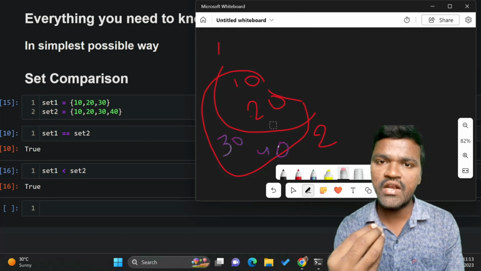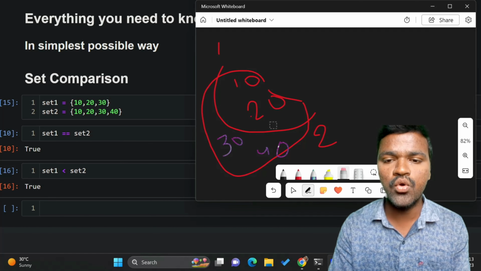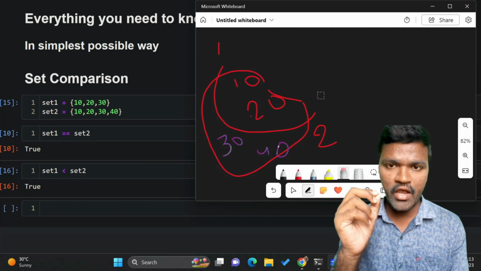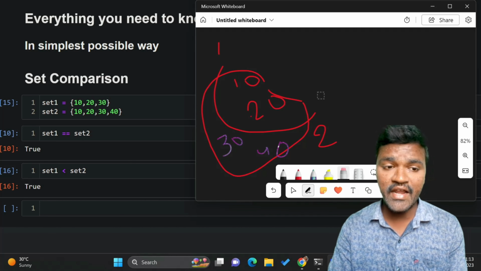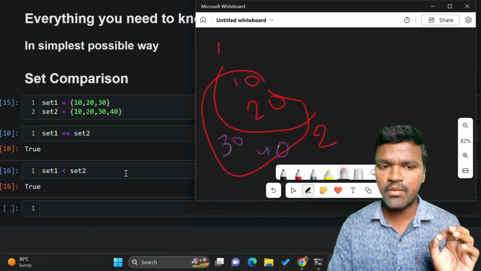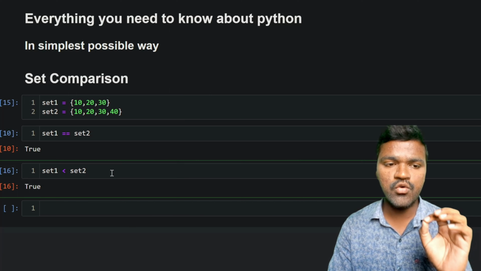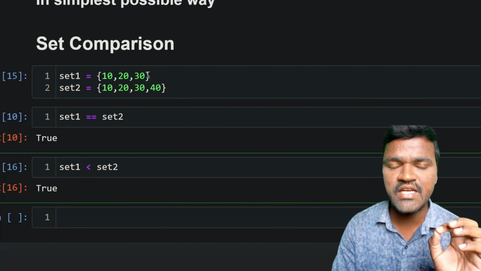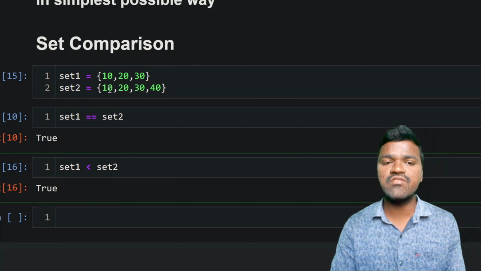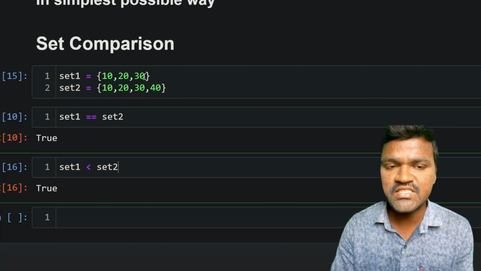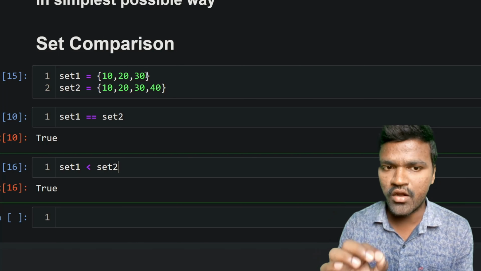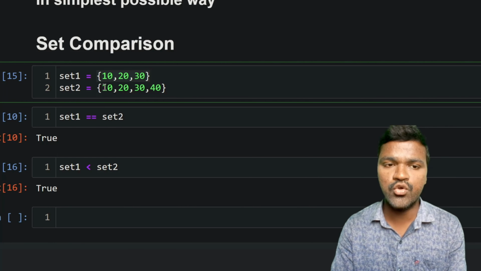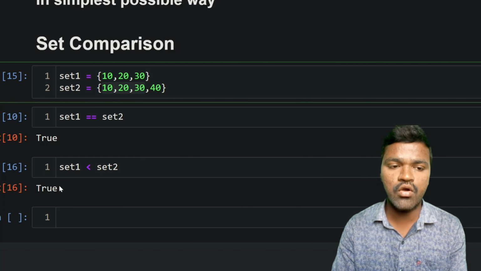We can consider set 1 as a subset of set 2, and set 2 as a superset of set 1. I hope you can understand the difference and how this comparison happens. Now, when we consider set 1 is less than set 2, all the elements in set 1 are compared with set 2. Are all these elements in set 1 present in set 2 or not? Previously, when we had 30, all three elements were present in set 2 also. Because of that, we got true.